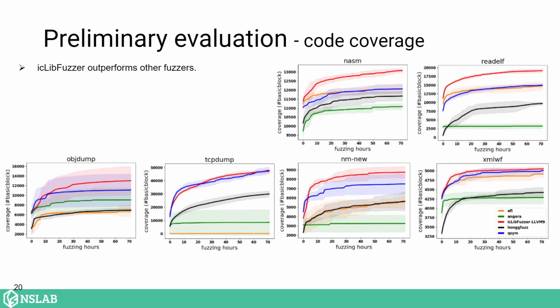First, let's take a look at the code coverage results. The y-axis represents code coverage, and the x-axis represents how long the fuzzers run. There are three phenomena we want to point out in our preliminary evaluation. First, icLibFuzzer, represented by the red line, outperforms other fuzzers on most of the binaries we test. This may imply that icLibFuzzer can become a competitive baseline for fuzzing research.